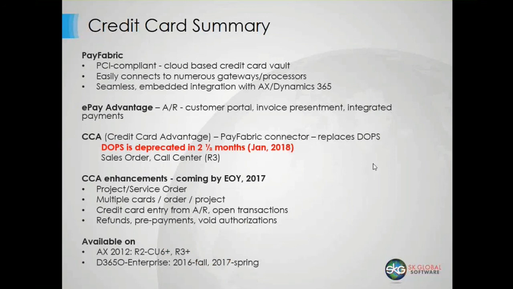The functionality we've talked about today, other than the enhancements that are coming up, are available on 2012 R2 CU6 and beyond, and then all CUs on R3. And then in D365 for Enterprise, we support the 2016 fall or the 7.1 release of D365 and the recently out spring release or 7.2. So that gives a summary of where we're at.